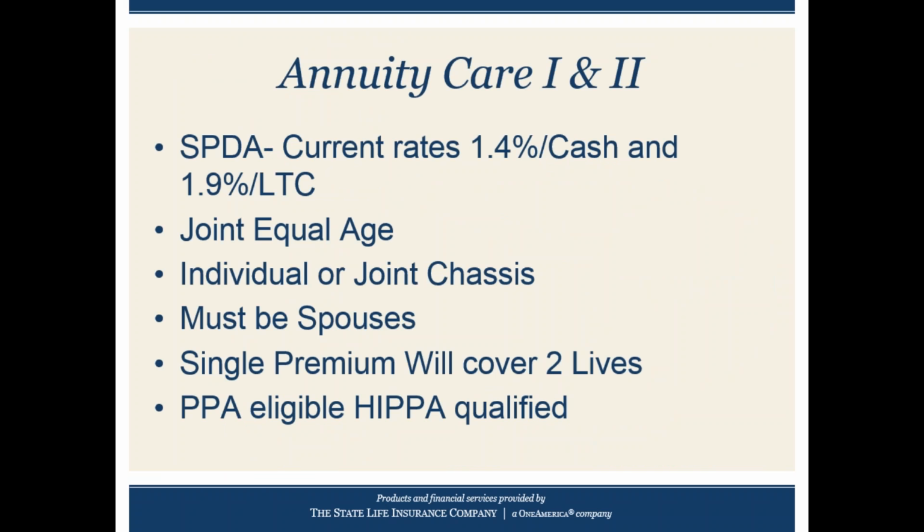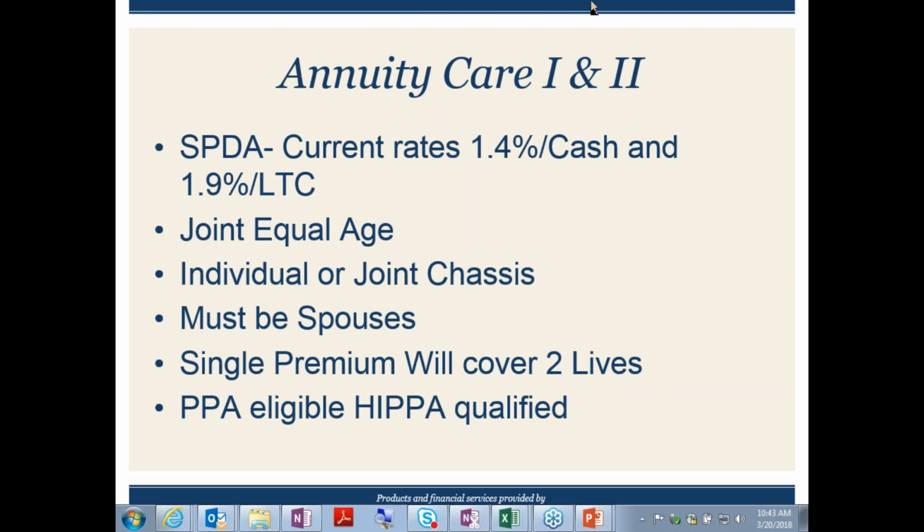So we have 3 annuity products: Annuity Care 1, Annuity Care 2, and our indexed annuity. Let's talk briefly about the first 2 products, Annuity Care 1 and 2. Actually, I have to update the presentation because we just raised our interest rates, which is fantastic. Our current interest rate for the LTC account value is now 2.85%.